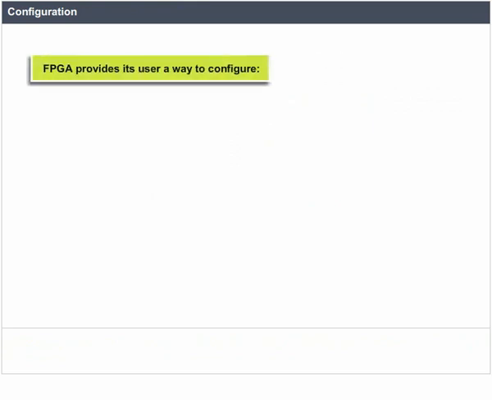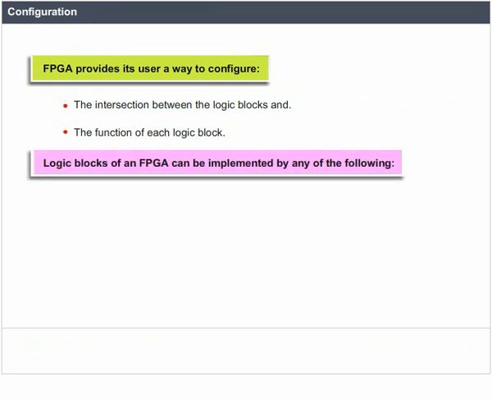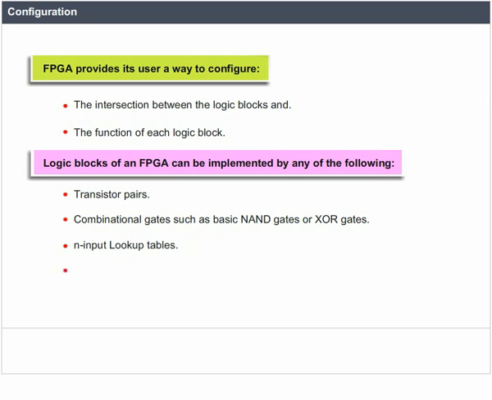Configuration. An FPGA provides its user a way to configure the intersection between logic blocks and the function of each logic block. Logic blocks of an FPGA can be implemented by any of the following: transistor pairs, combinational gates such as basic NAND gates or XOR gates, N-input lookup tables, multiplexers, wide fan-in AND-OR structures.